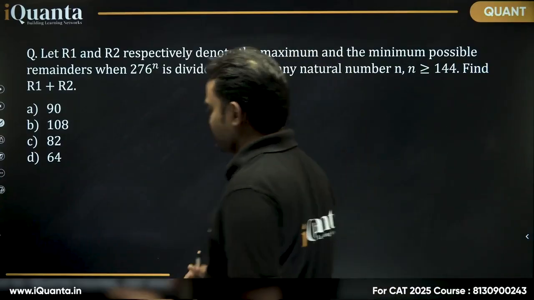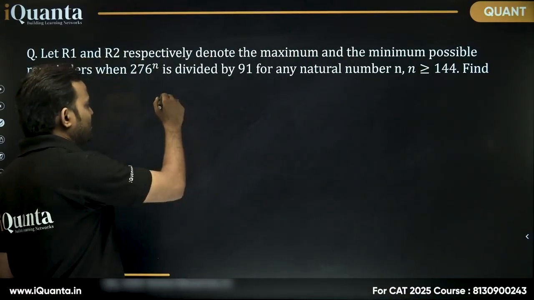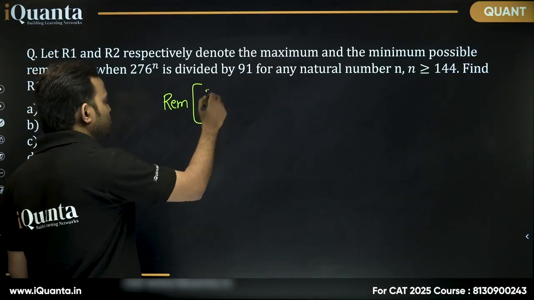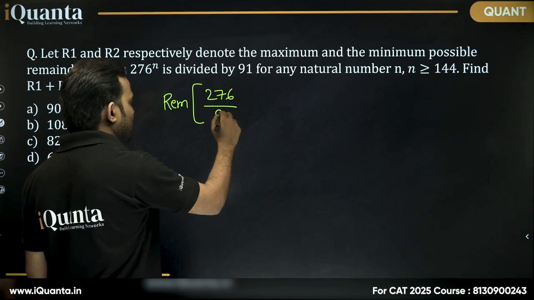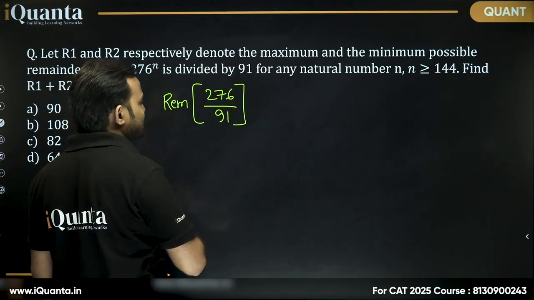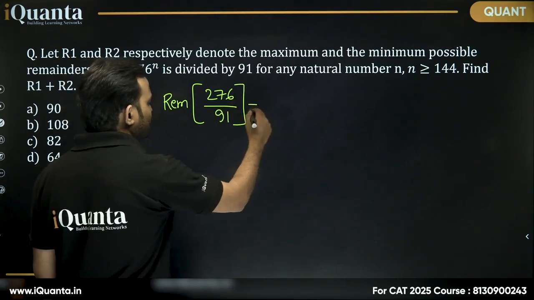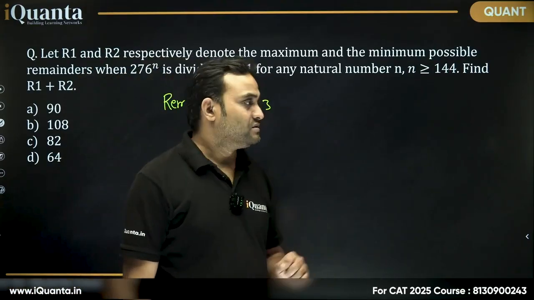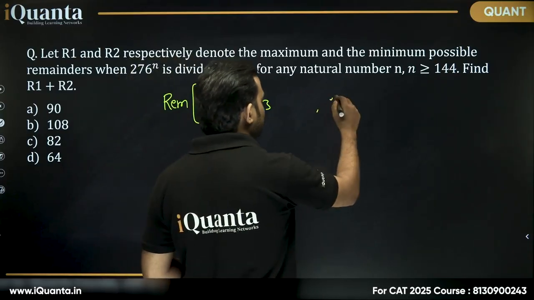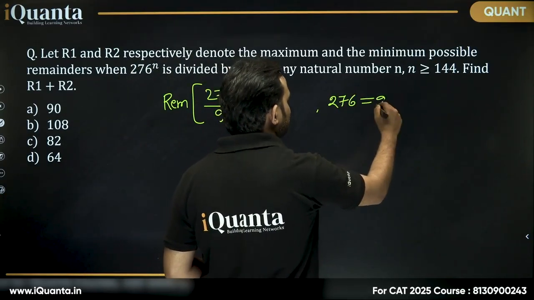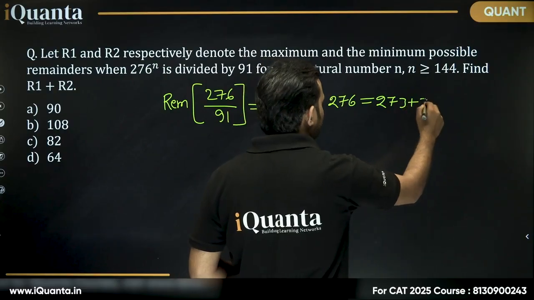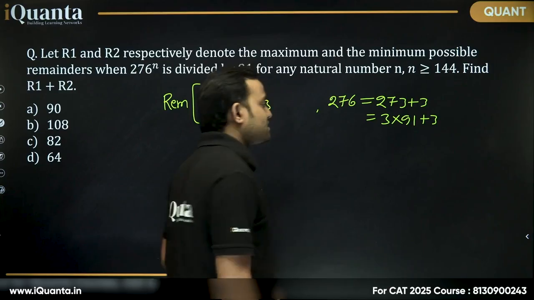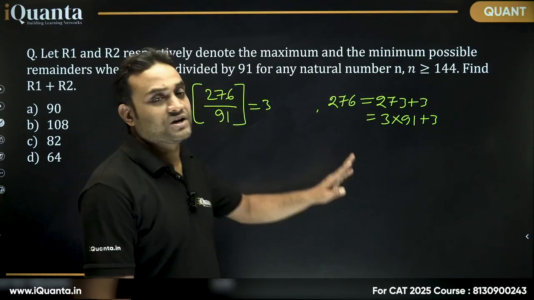Before we start solving this question, if I try to find the remainder when 276 is divided by 91, this is equal to nothing but 3, because 91 into 3 is 273. 276 is nothing but 273 plus 3, which is equal to 3 into 91 plus 3. So till 273 it will be cancelled out, 3 will be the remainder.